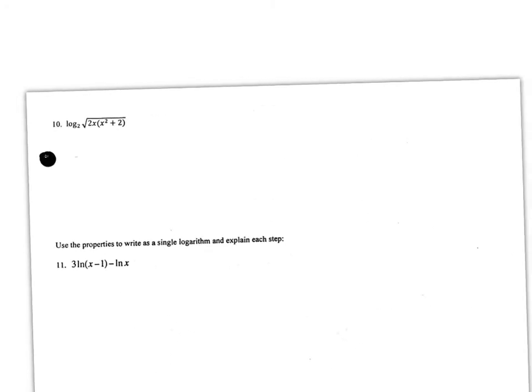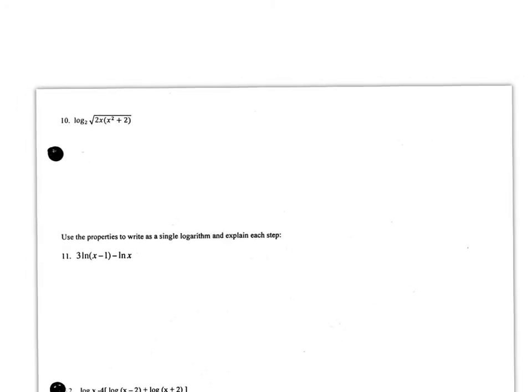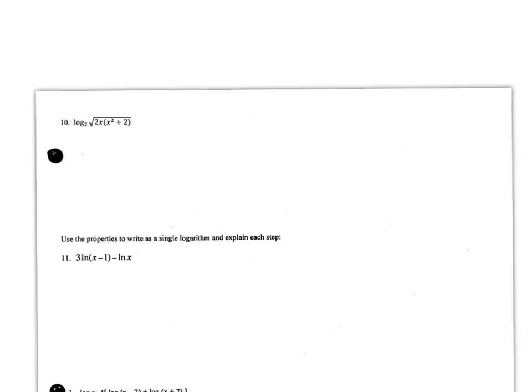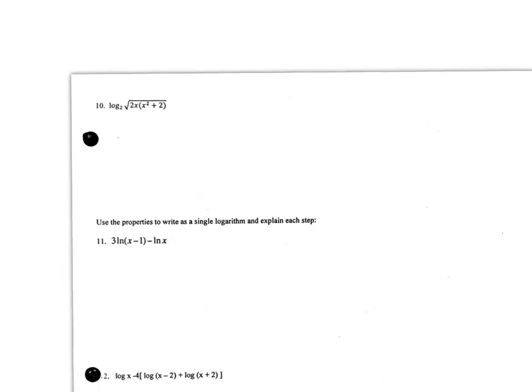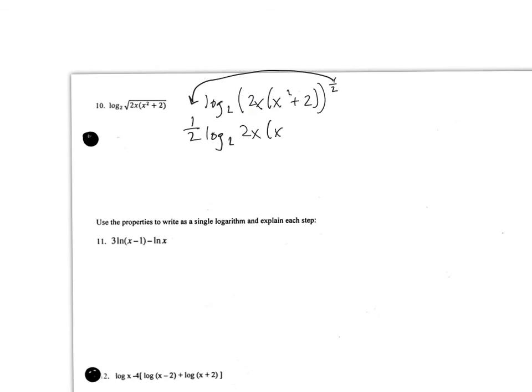Here we have the base 2. So now you just keep base 2 on all of it. Again, I'm going to go through this carefully. We have the log base 2, and I'm going to rewrite this, 2x times x squared plus 2. We can't do anything with the plus. This whole thing is to the 1/2 power. This 1/2 power comes out in front of all of this. So now we have 1/2 log base 2 of 2x times x squared plus 2.